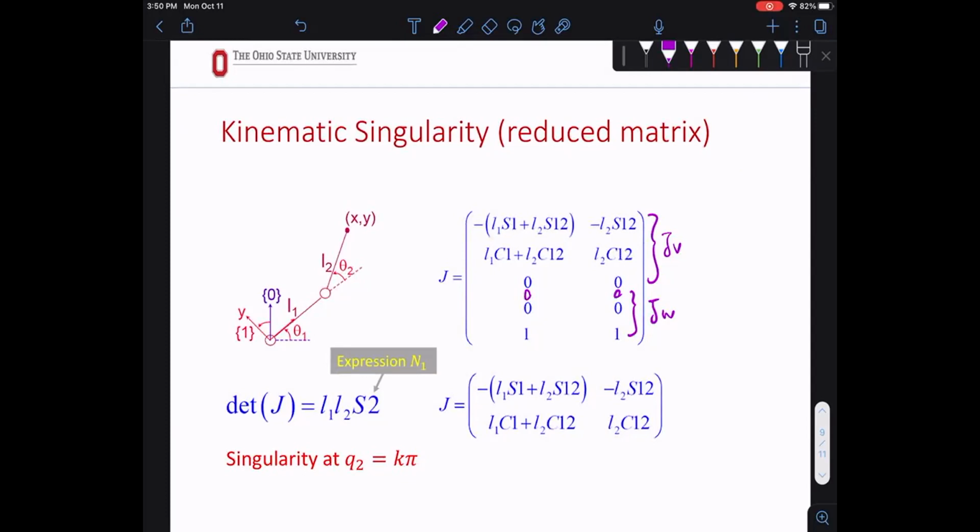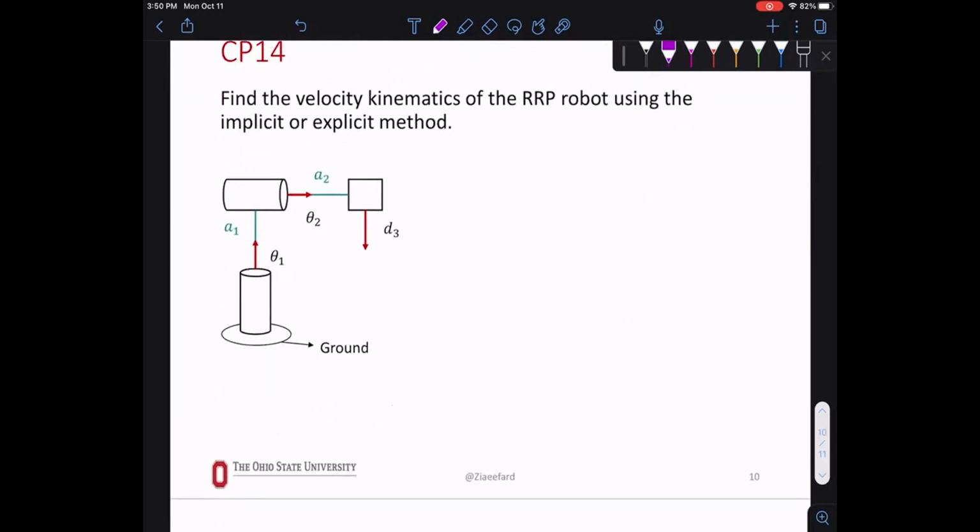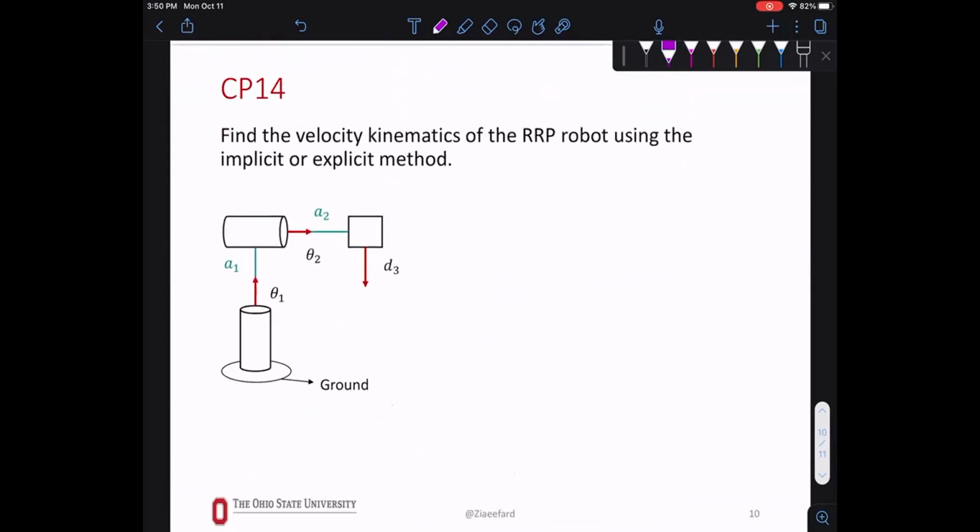So you can't just follow, okay, find the determinant, there are 3 solutions, all of them are singularities. You have to do a little more work if you are using the reduced matrix. Usually I like to follow a visual plus the math to find the singularities. So CP14 is due at the beginning of next class. The goal is for you to try to use the explicit method. If you don't finish it, it's fine.